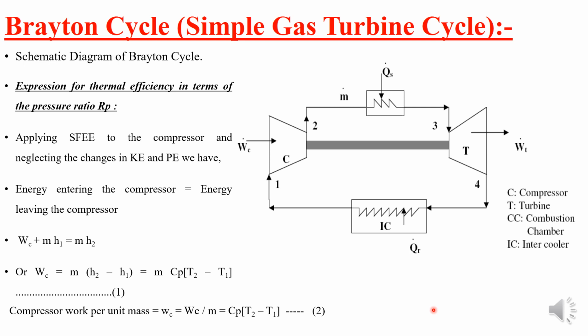Similarly, in the same way you can write the expression for the turbine, as well as for the supply of heat, that is the combustor, and the next one for the condenser. The same way you can apply the SFEE equation for each component of the Brayton cycle. Then finally we will write the expression for net work done and efficiency. So next we will go for the turbine.